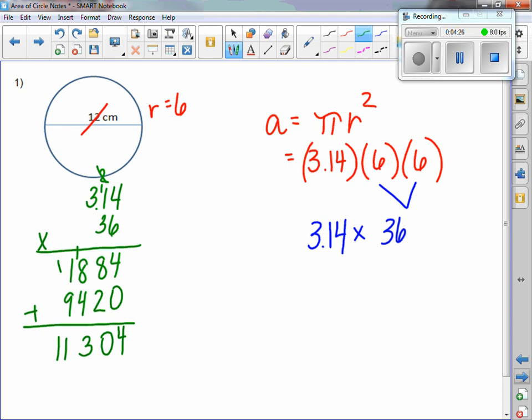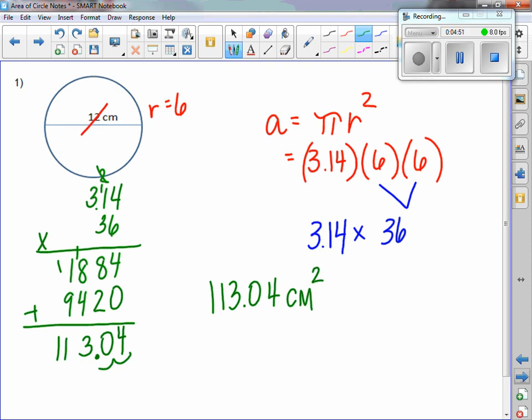Now, once you've multiplied, don't forget to go back and put your decimal into your answer. Because I have two numbers behind the decimal in my problem, the 1 and the 4, I need two numbers behind the decimal in my answer. So my answer here would be 113.04 centimeters squared.